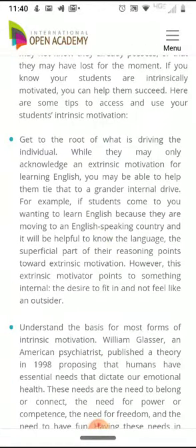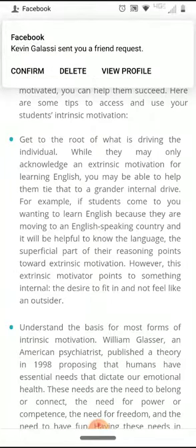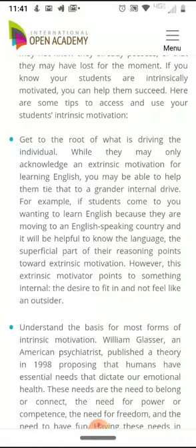Get to the root of what is driving the individual. Well, they may only be learning English. You may be able to tie them to a grander drive because they're wanting to learn English because they are moving to an English-speaking country.